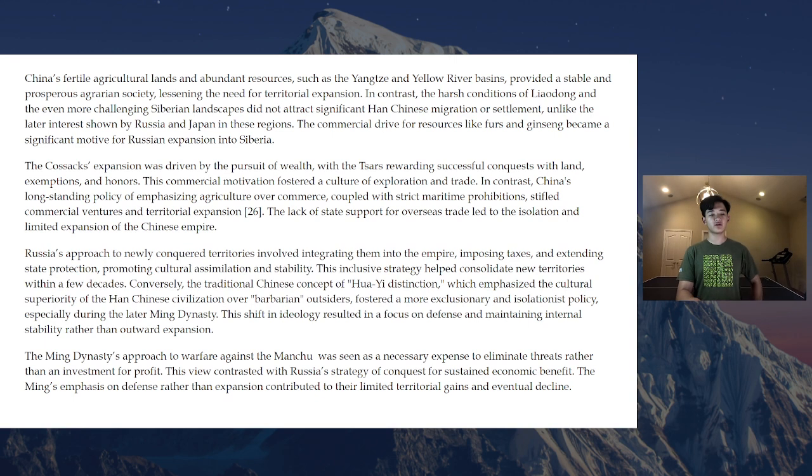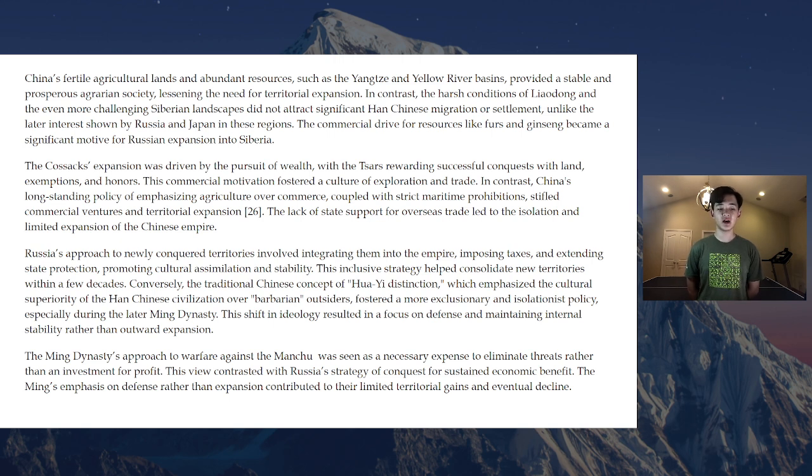China's fertile agricultural lands and abundant resources, such as the Yangtze and Yellow River basins, provided a stable and prosperous agrarian society, lessening the need for territorial expansion. Similarly, the commercial drive for resources like furs and ginseng became a significant motive for Russian expansion to Siberia. The Cossacks' expansion was driven by pursuit of wealth, and the Tsar rewarded successful conquest with land, exemption, and honors.